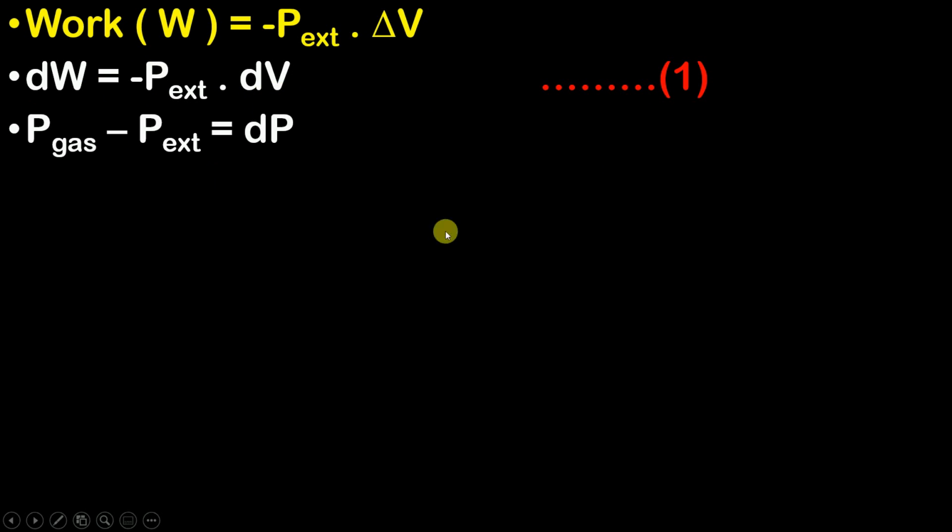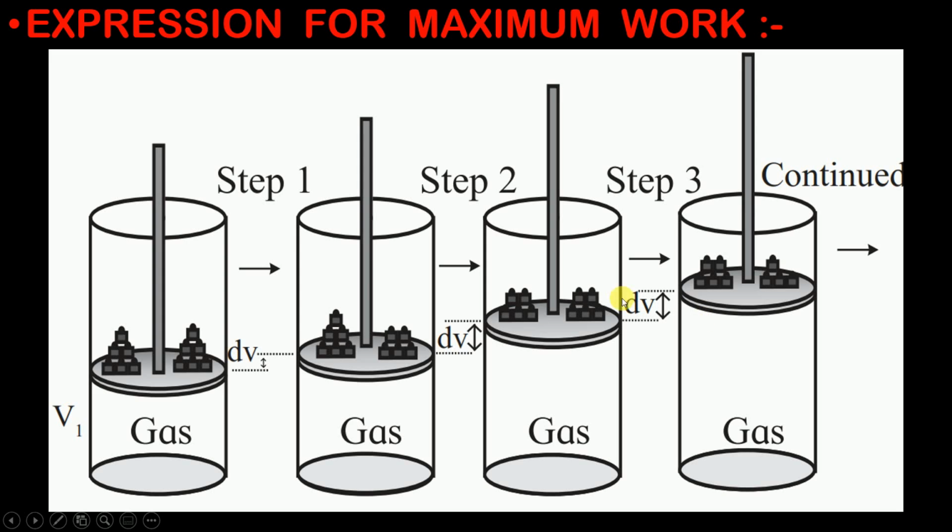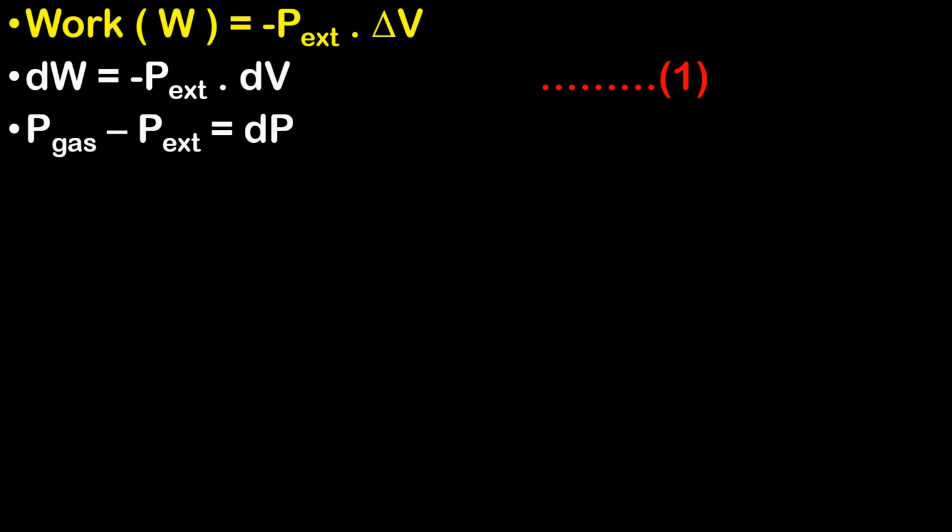Now we know that the difference between the pressure of the gas and the external pressure is very small. As you can see over here, although the external pressure is decreasing, it is decreasing by a very small quantity. Therefore we represent the difference between both the pressures as dP. Clear with this? Now from here I can easily find the formula for P external, that is nothing but the pressure of the gas minus dP.